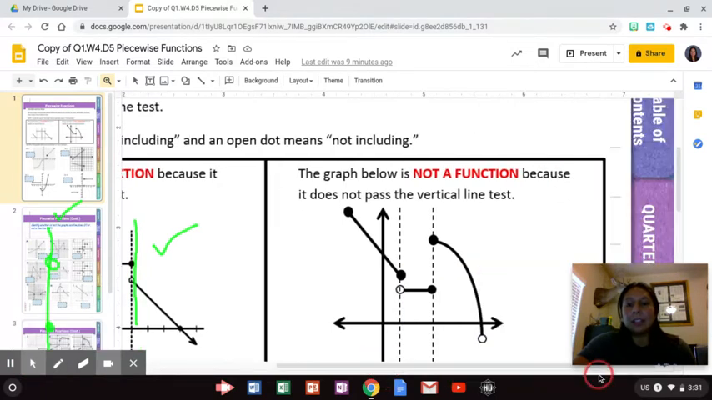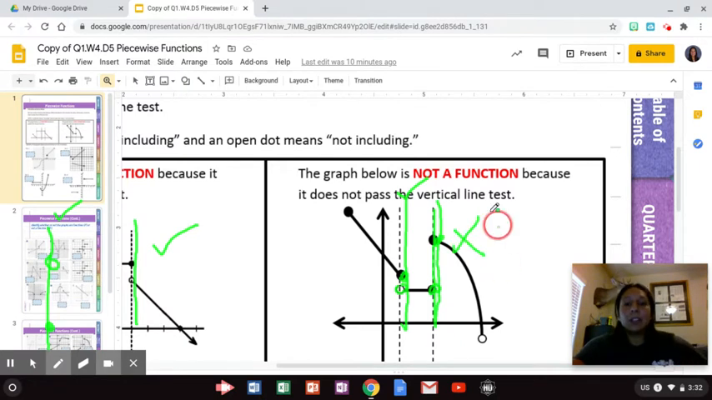However, let's look at this graph over here. The graph below is not a function because it doesn't pass the vertical line test. So what does that mean? Well, if I draw a vertical line right here, notice that it's closed, so it hits that point, and then it's open right here. So that makes it a function right there, that's okay. But over here, when you draw your vertical line, you'll notice that it hits a solid dot and a solid dot. Remember what we said yesterday. In order to be a function, it can only hit one solid dot at a time. So because it hits 2 dots at a time, that makes it not a function. Okay, so it's not a function for that example.